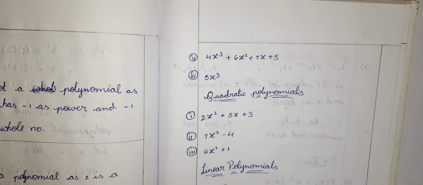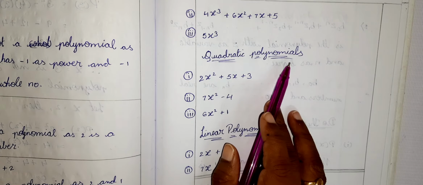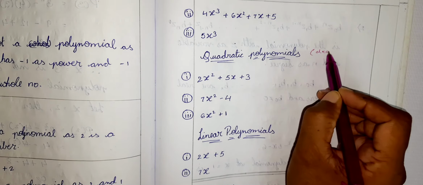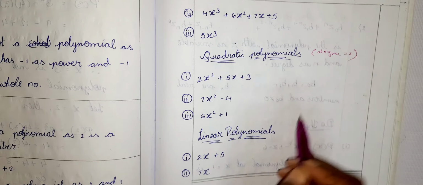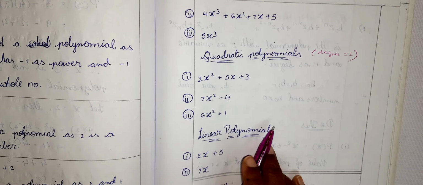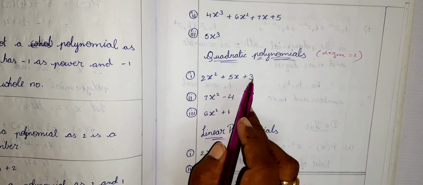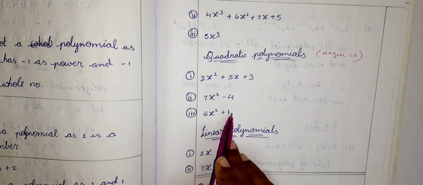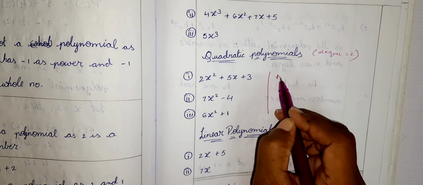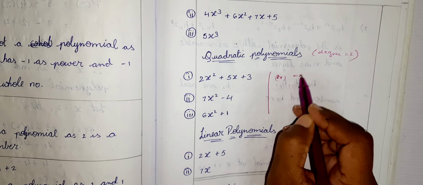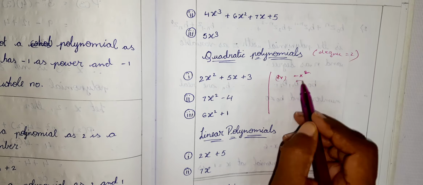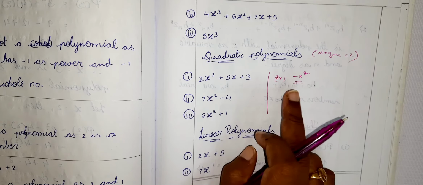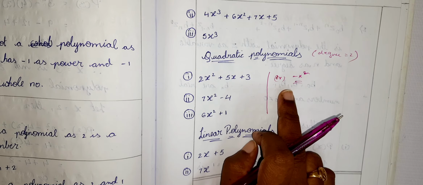The next one is a quadratic polynomial. If the degree is equal to 2, then we call that a quadratic polynomial. Examples are 2x square plus 5x plus 3, 7x square minus 4, 6x square plus 1. Even if you have a single term, something like minus x square, that is also a polynomial having a degree of 2. Hence it is a quadratic polynomial.